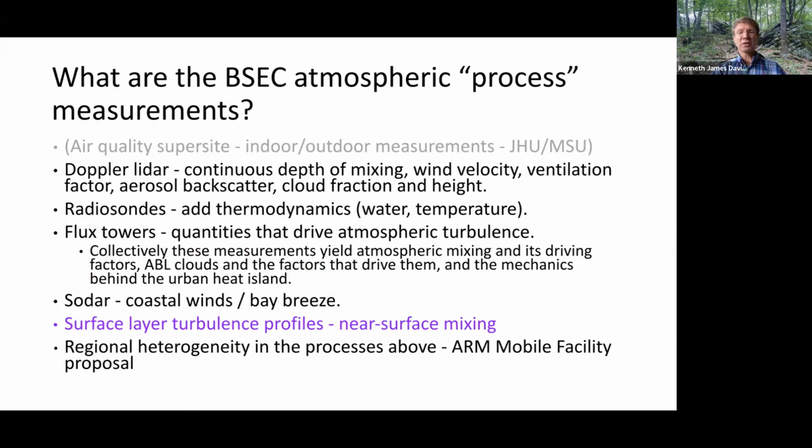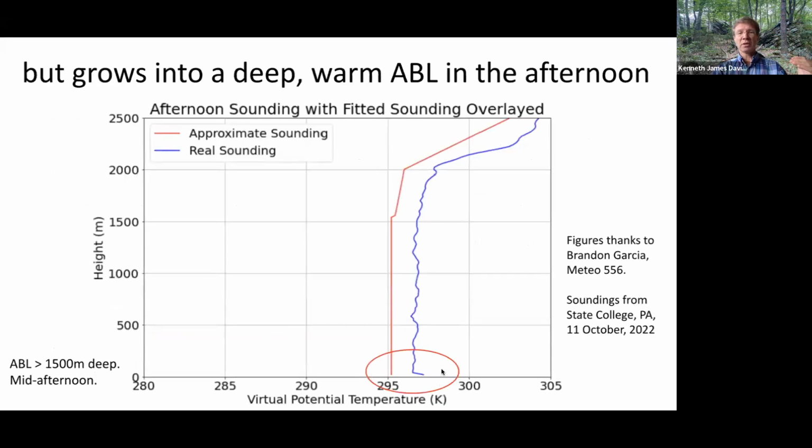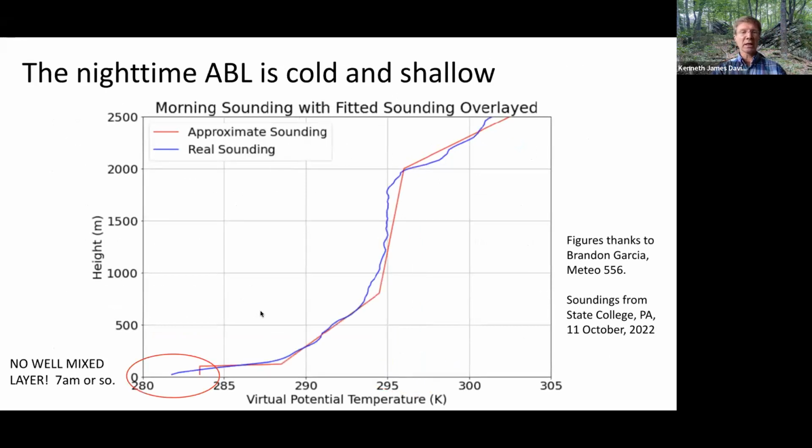Surface layer turbulence is another thing we're going to be measuring. So this gets back to Larry saying, hey, what's up with that data down near the ground where the winds aren't right? So just knowing the whole boundary layer isn't enough. People live at the ground. And if you look at these soundings, the temperature at the ground is not the same as the temperature in the whole river, especially at night. It changes very strongly with altitude. This is temperature, but other quantities like pollutants would have similar patterns potentially.